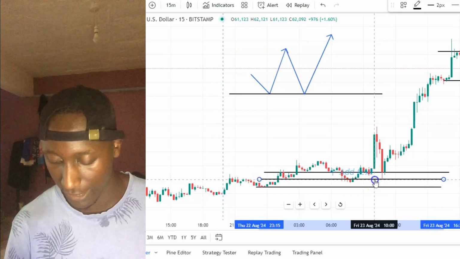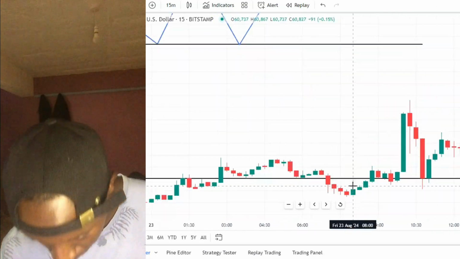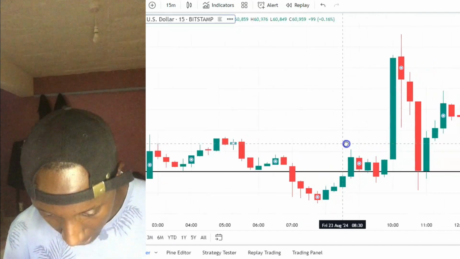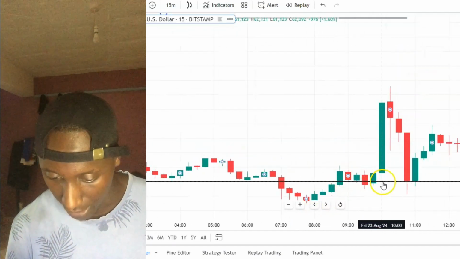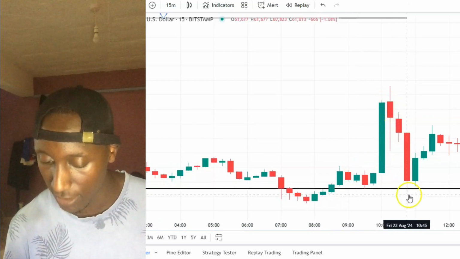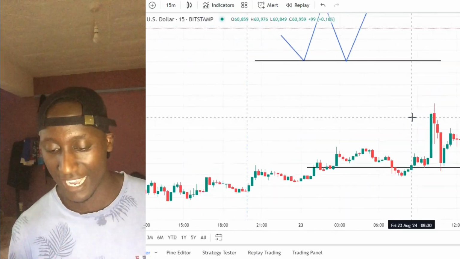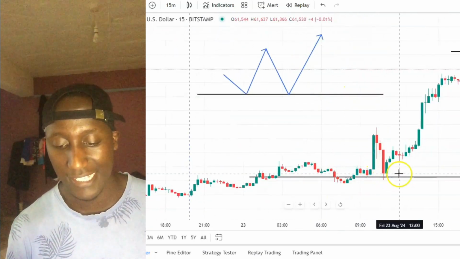So same as here. If we look at this movement here, price moves up, moves down, gives us a low there. And then what happens? Price comes back to that low and then boom, catapults and continues in that direction. So now this is support.